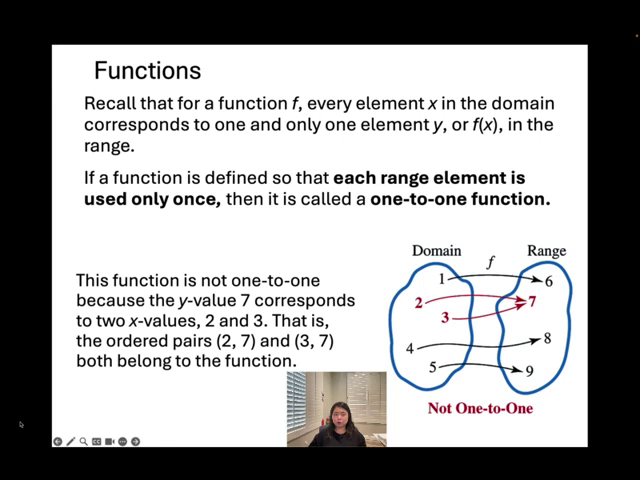Look at this example. This is not a one-to-one function because the y value of 7 corresponds to x values 2 and 3 here. So this is not a one-to-one function.